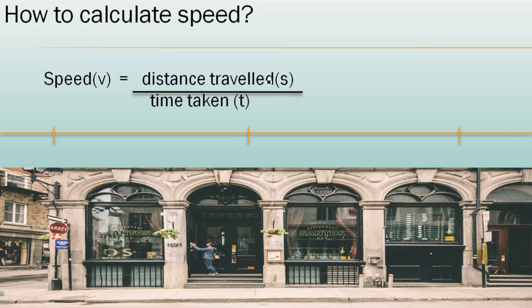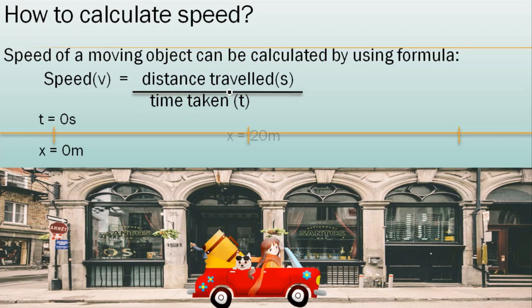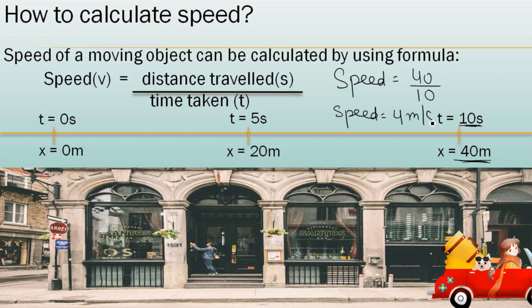How to calculate speed? We have already discussed the formula of speed, that is speed is equal to distance upon time. By this formula, we can easily calculate the speed. For example, this car is firstly at point A, afterwards it moves toward point B, then again it moves toward point C. At this point C, I want to check what is the speed of this car. Actually, speed is distance over time. How much distance has this car covered? This car has covered 40 meters. In how much time? In 10 seconds, it has covered 40 meters. So speed equals distance, that is 40, upon time, which is 10. So the speed of this car is 4 meters per second. Clear? Speed of this car is 4 meters per second.